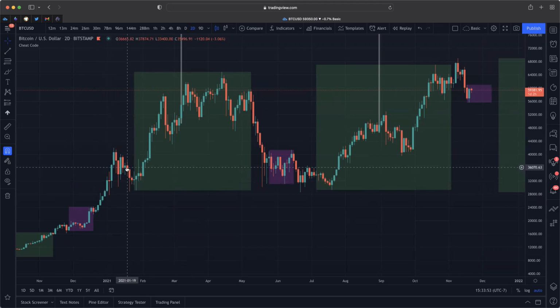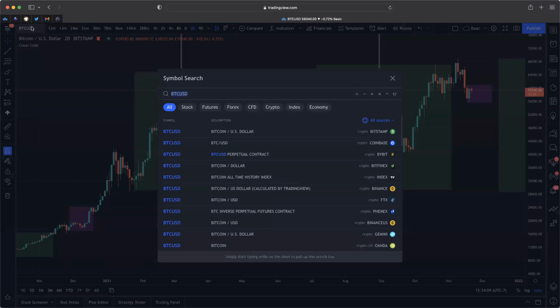So go back in time, take advantage of the cheat code. I'll put a link to the cheat code script in the description. Play around with it in your own favorite symbols, and look for patterns like this that you can identify that can give you an edge. Here's another one that I'll share with you.